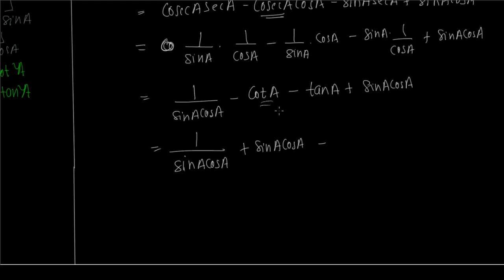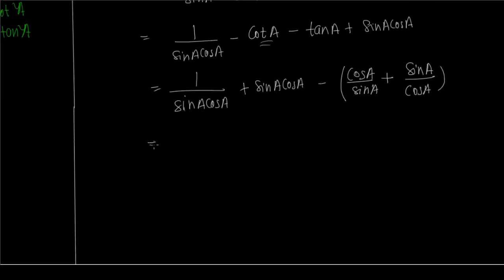minus, now this can be written as cos A by sin A. Leave it like that, I would say, right? Because everywhere we have sin and cos, so it's better you leave it like that. Cos A by sin A plus sin A by cos A. Because I've taken the minus outside and we've kept this in a bracket, I can write plus. Clear? So now write all the terms with the LCM.